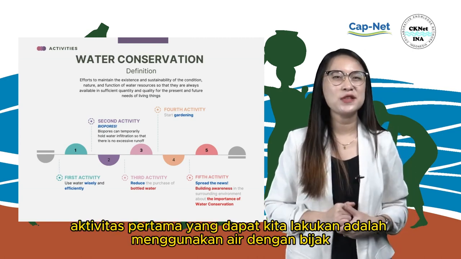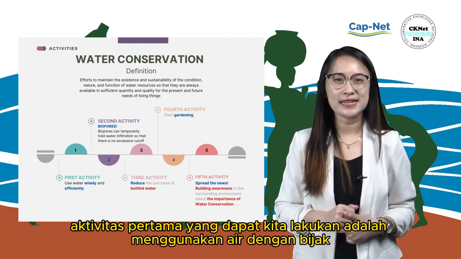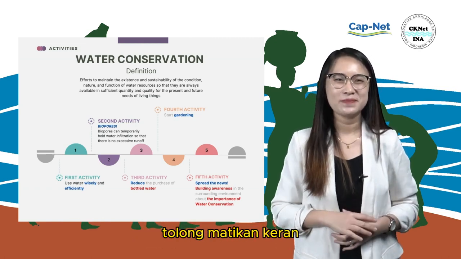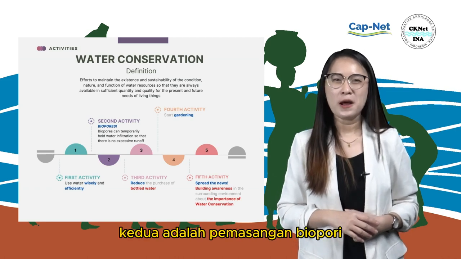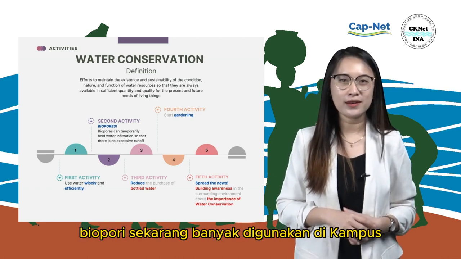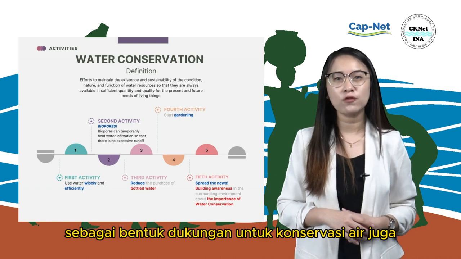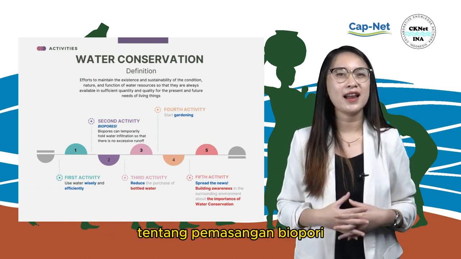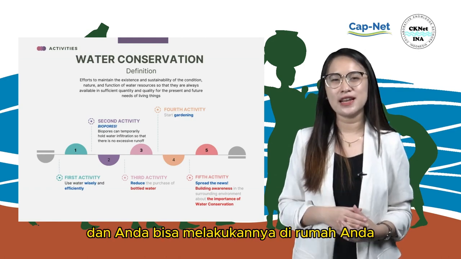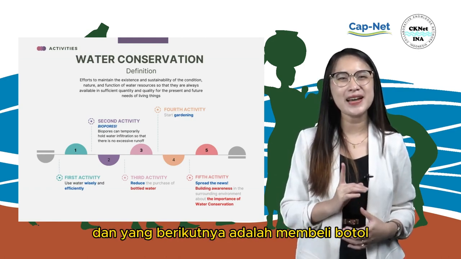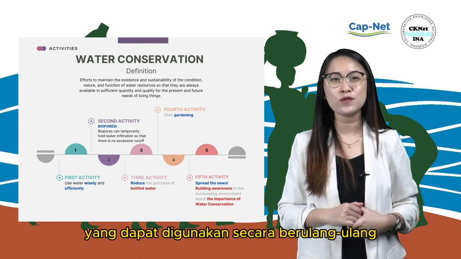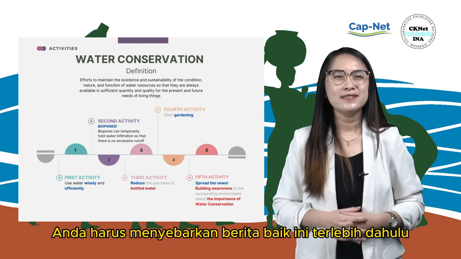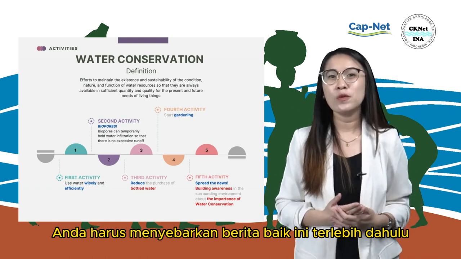The first activity we can do is to use water wisely. Don't waste your water. If the tap is almost full, please stop the faucet. The second one is Biopore. Biopore is now widely available on campuses as a form of support for water conservation as well. So you can see a lot on YouTube about installing biopores, and you can do this at your home. The next one is buying a bottle that can be used repeatedly. Then gardening, and also the last thing is that you must spread the news about what we have learned.